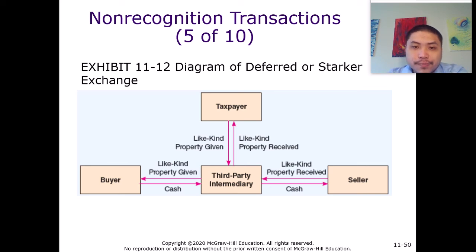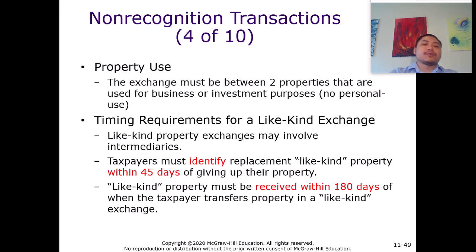So as you can see, this whole process may take a lot of time, right? So that's why there's a timing requirement to be considered as a like-kind exchange. All right, so there are two parts to the requirement. First of all, taxpayers must identify the replacement like-kind property within 45 days of giving up their properties, right?